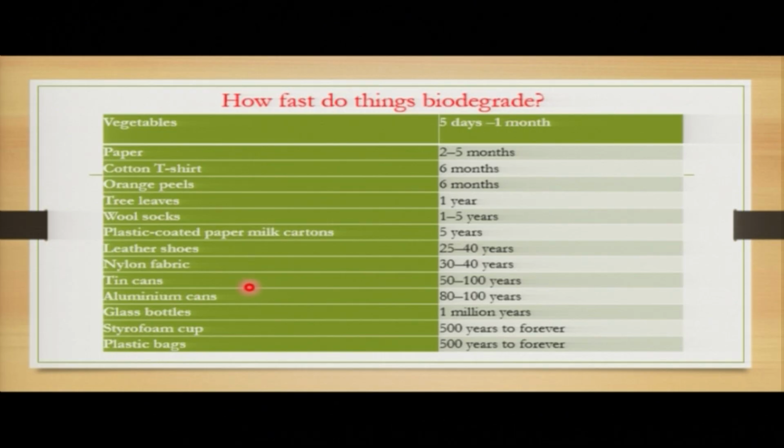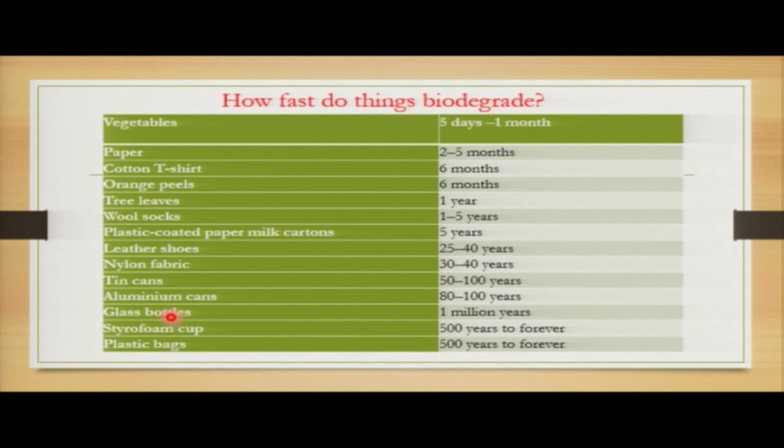Tin cans, where you'll find some common examples like tomato sauce packed in there, and fish and some other food packed in those tin cans. A tin can takes 50 to 100 years to decompose. So it may not decompose during your lifetime, because there are very few people that live beyond 100 years. And that tin can is there. The aluminum cans, 80 to 100 years.